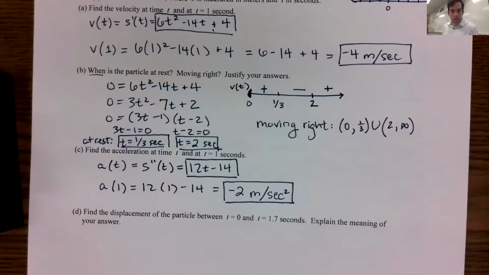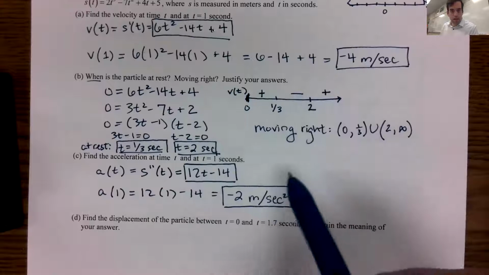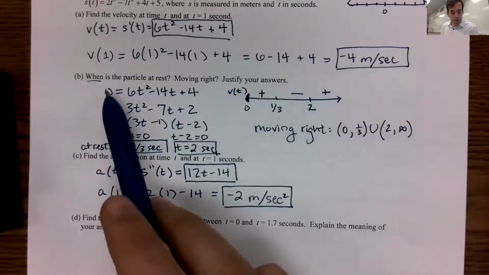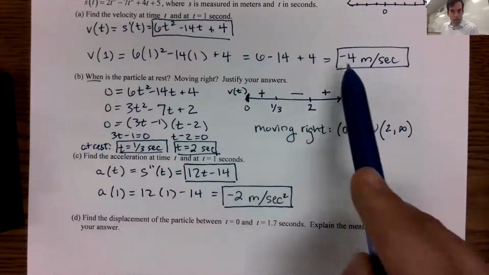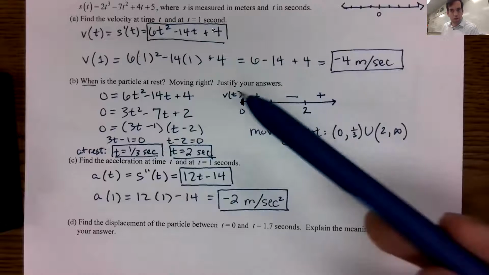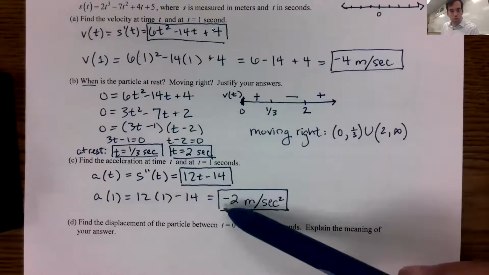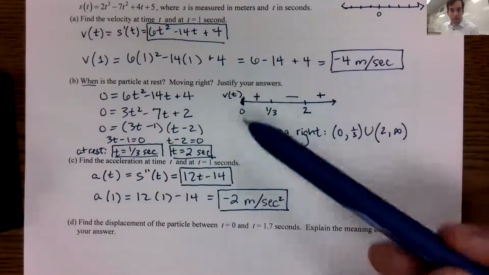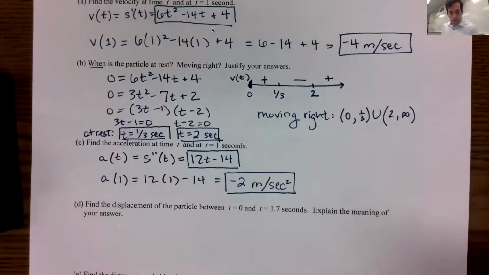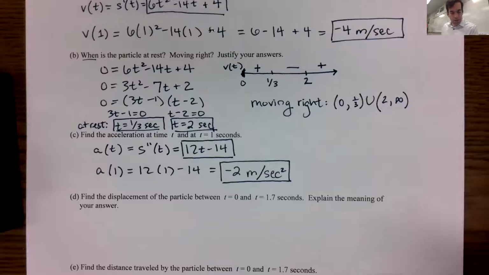We'll get more into that as we go. But if the signs are the same, which they are here at 1, so the velocity is negative and the acceleration is negative, it means we're already moving left, and we're moving left faster and faster because acceleration is also negative. So we're going to be speeding up. But anyway, we found the answer to part C.